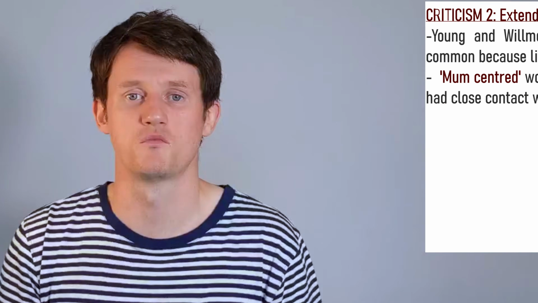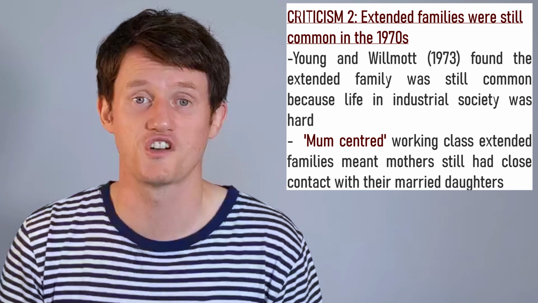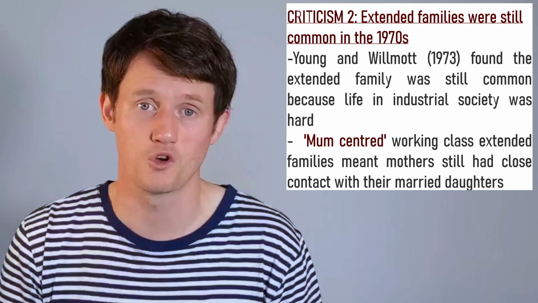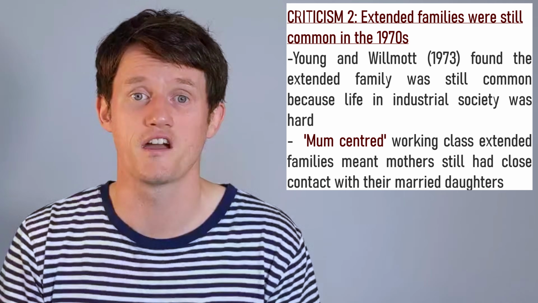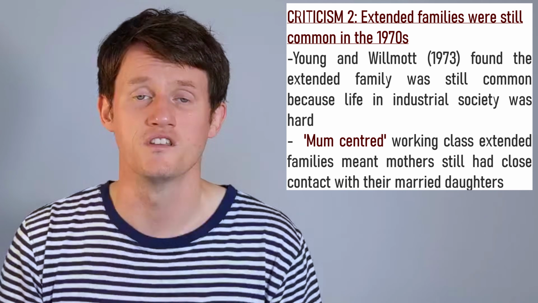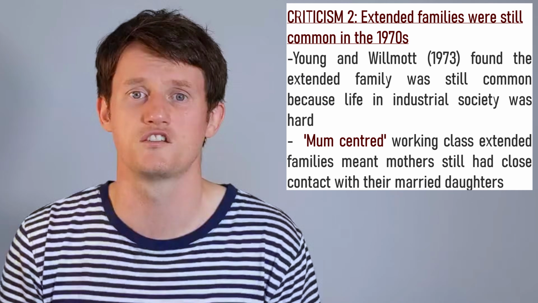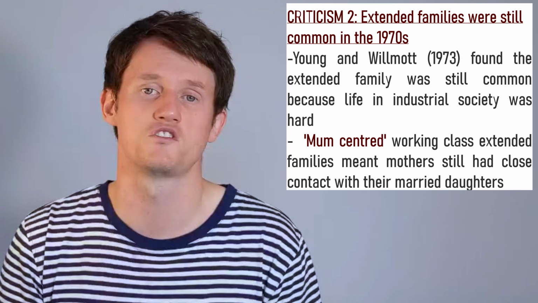The second big criticism we can make is that extended families were still common in industrial society. Even in the 1970s, Wilmott and Young, two sociologists, found that the extended family was still common in parts of London. And this is because life was very hard in industrial society. So the extended family still had a place, it still performed lots of those functions we talked about.